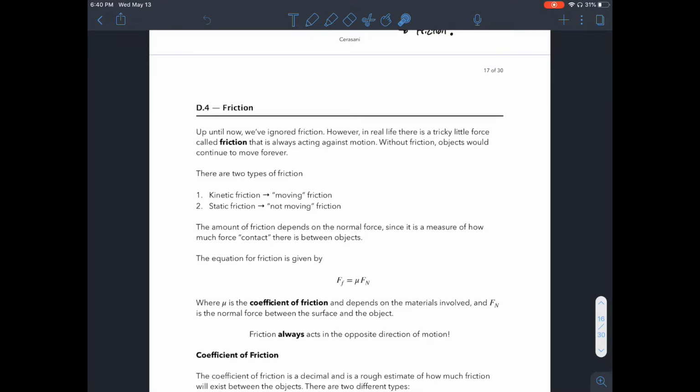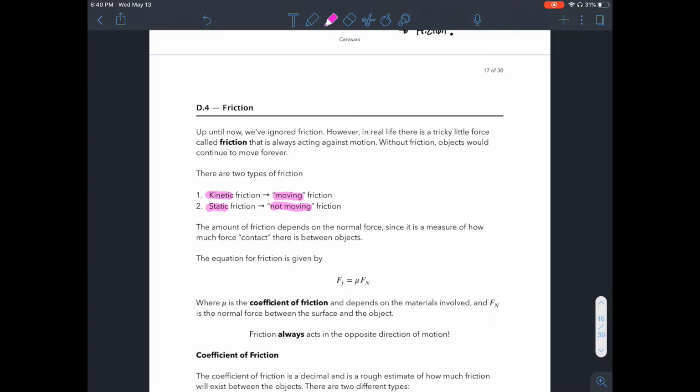Now, there are two types of friction. There's kinetic friction and there's static friction. Kinetic friction means moving friction. So that's the type of friction when something is moving already. There's a different type of friction versus if something is static, that means it's not moving, right? If it's not moving, there's a certain amount of friction apparent between that object and the ground.